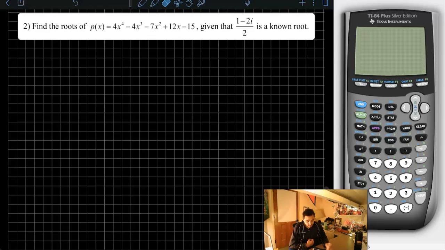Hi Precalculus, this is question number 2 from the chapter 3 review. It says find the roots of the polynomial p of x equals 4x to the fourth minus 4x cubed minus 7x squared plus 12x minus 15, given that 1 minus 2i over 2 is a known root.